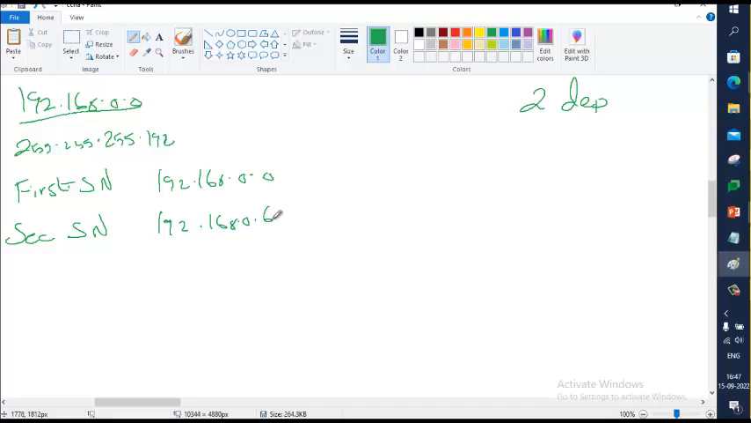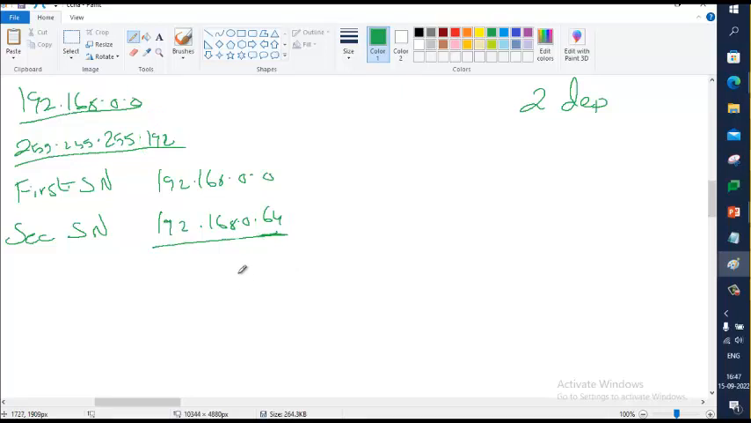So, it is not always that networks will end with 0. Some networks may look like a host IP, but this is not an IP address. As soon as you type this address with the mask 255.255.255.192, the PCs will throw you an error saying this cannot be an IP because this is a network. If this octet is 192, this is only a network. It cannot be a host. All right.